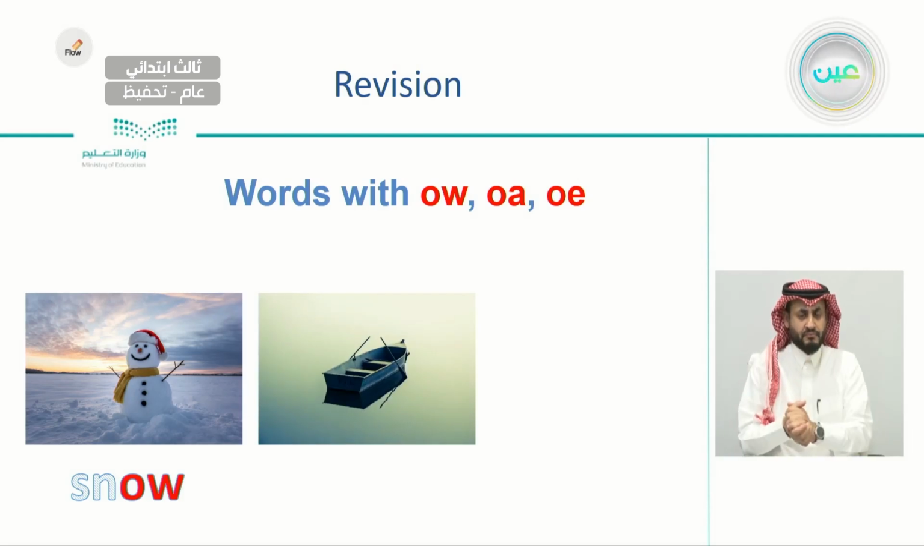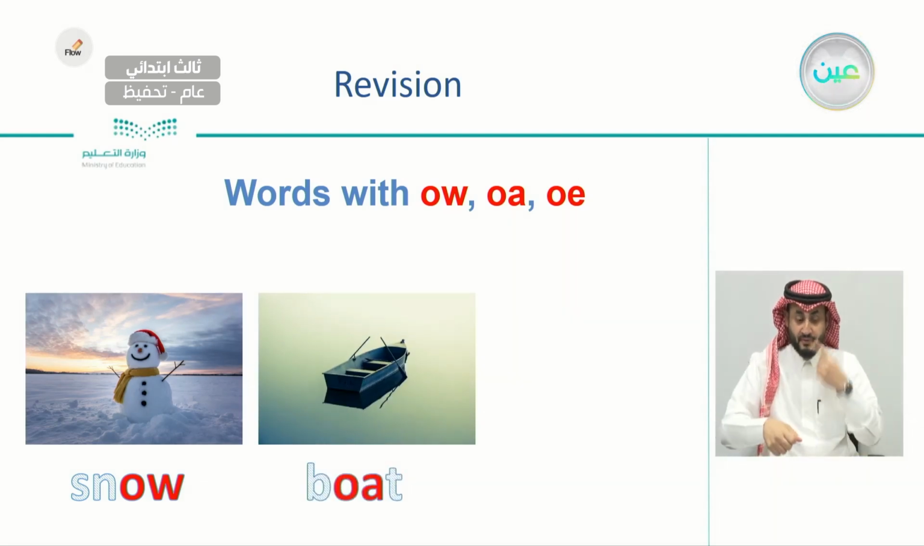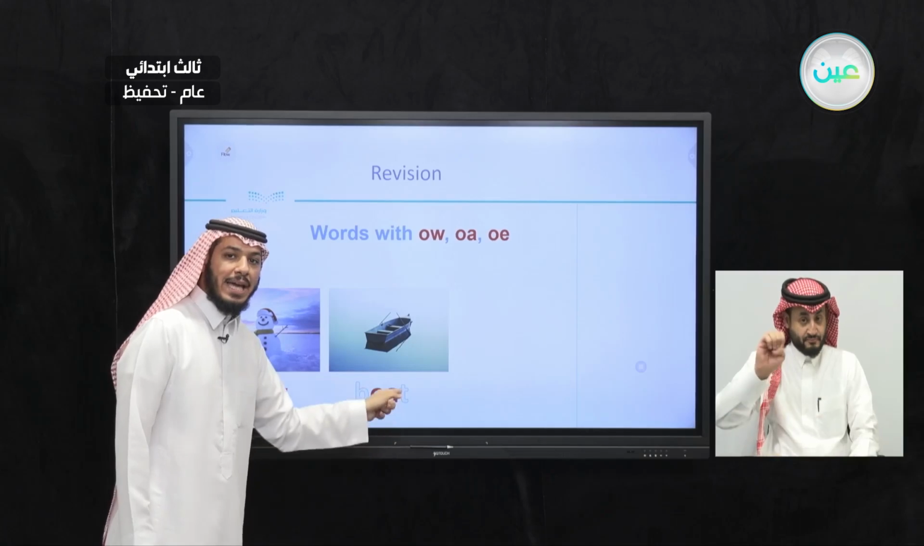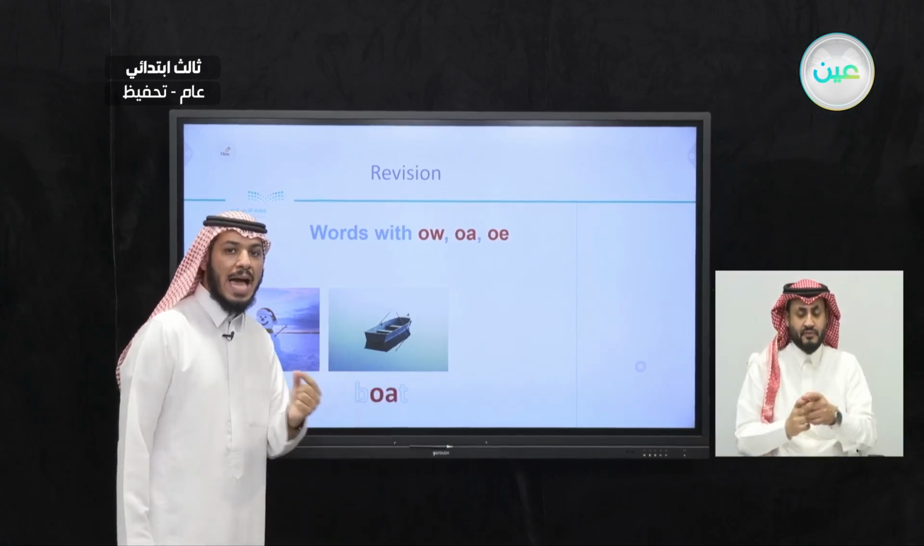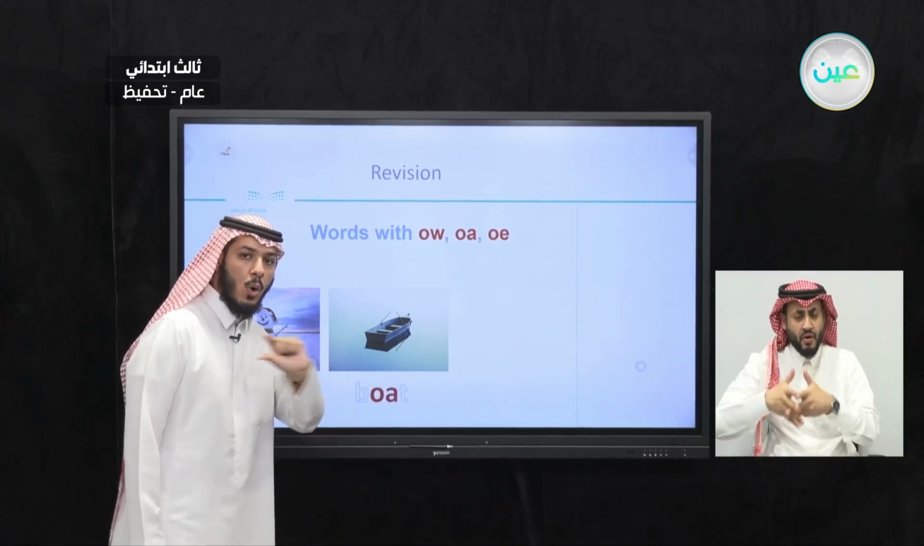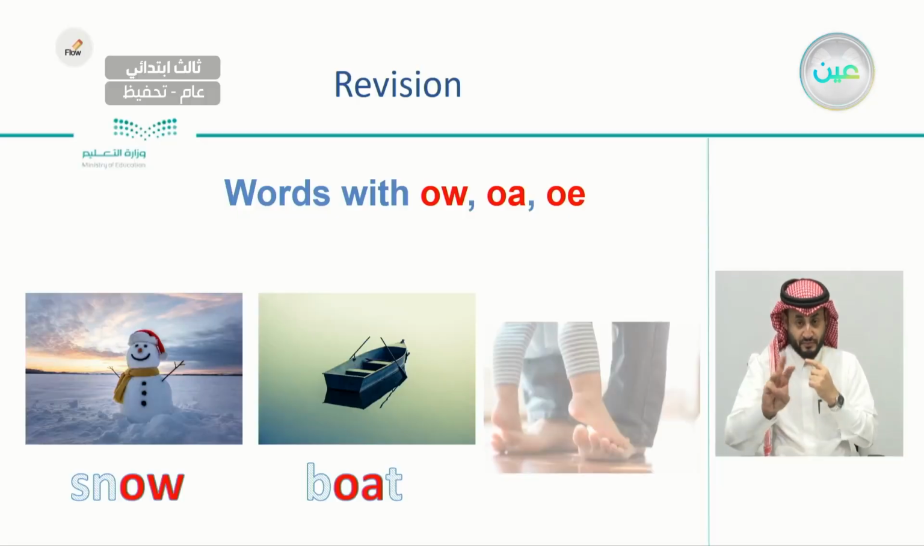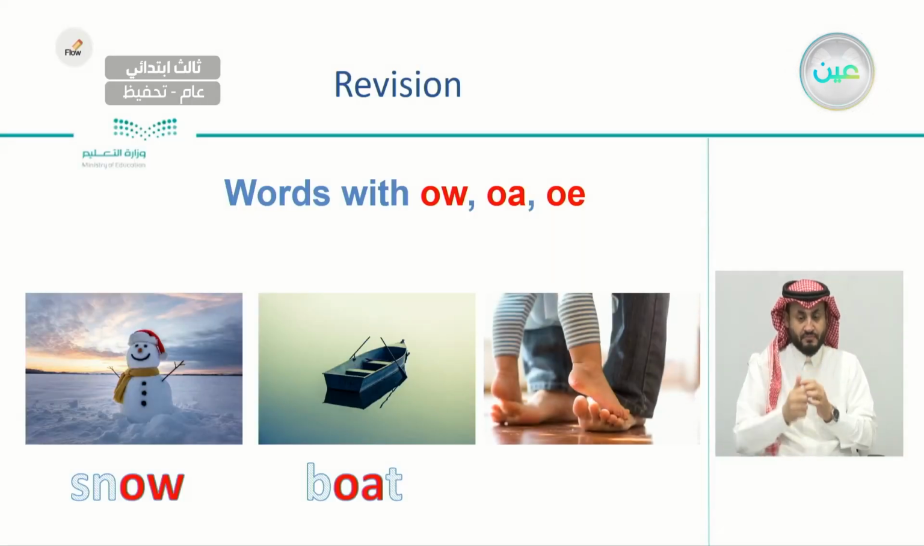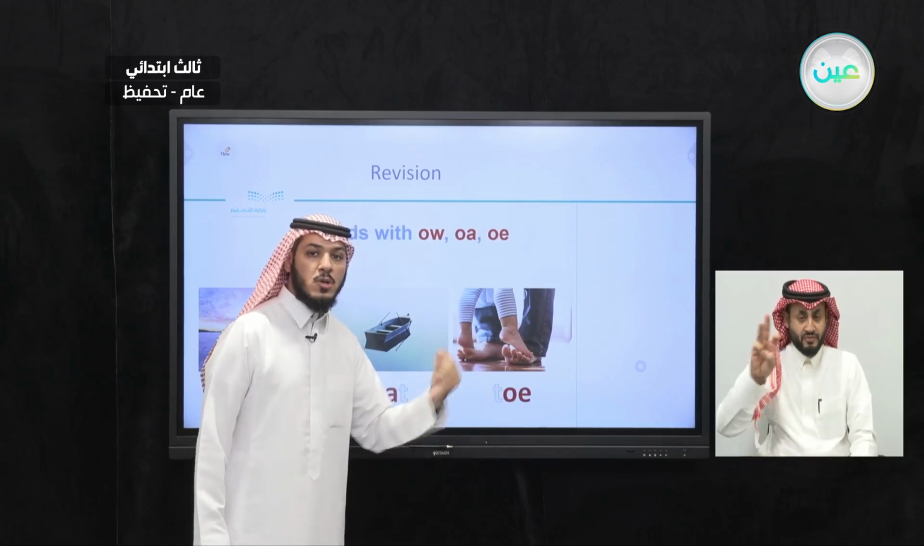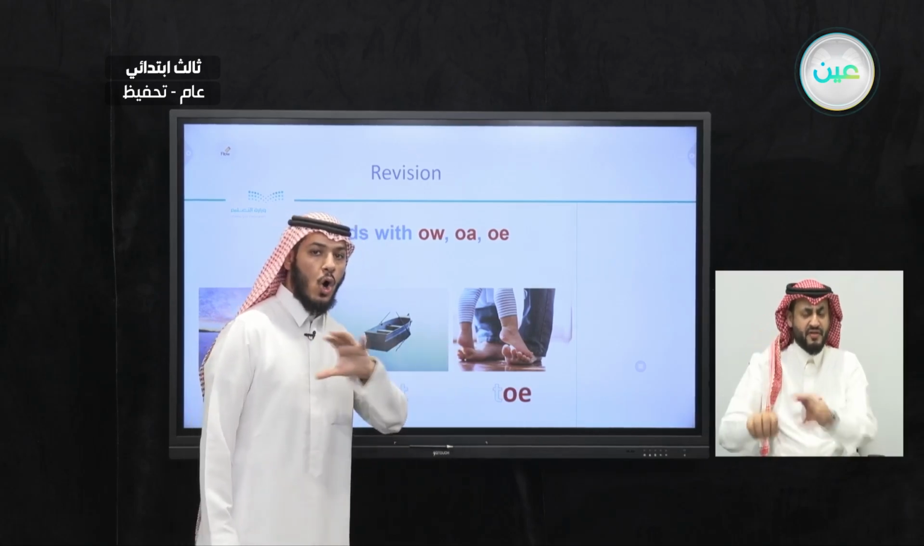Okay, what is this? This is a boat. Perfect, boat. So we have O and A, so we pronounce them as O, O, boat. Okay, so we have snow, boat. Okay, what is this? Yes, it is a toe. Perfect, toe. So we have OW, OA, and OE. We pronounce them as O, O.